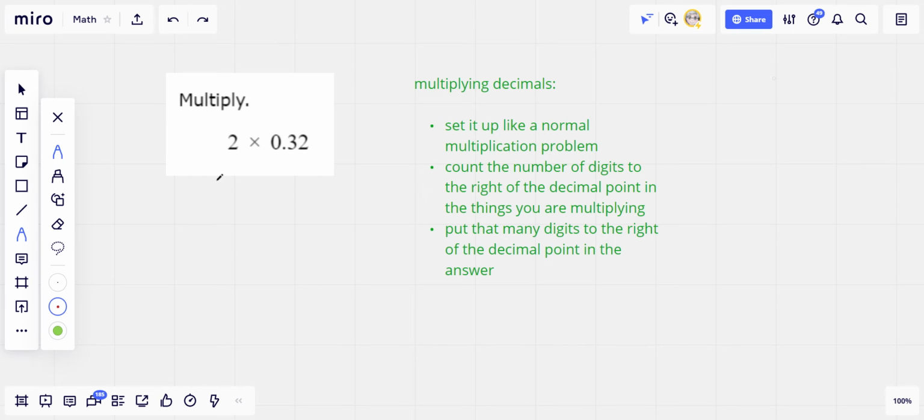In these problems, we are multiplying decimals by whole numbers. So we have 0.32 as our decimal and 2 as our whole number. We're going to multiply those together.